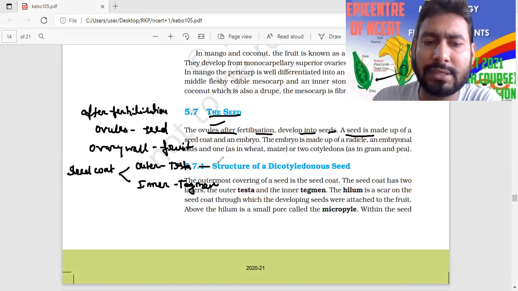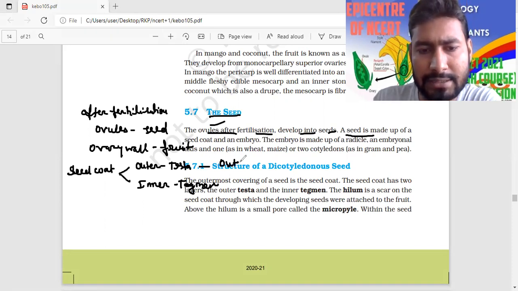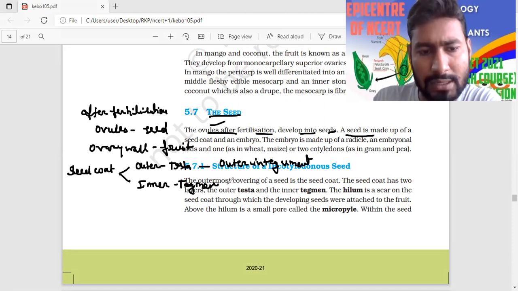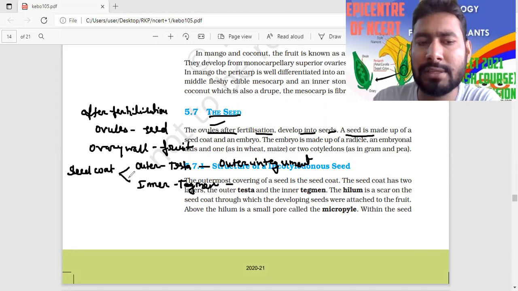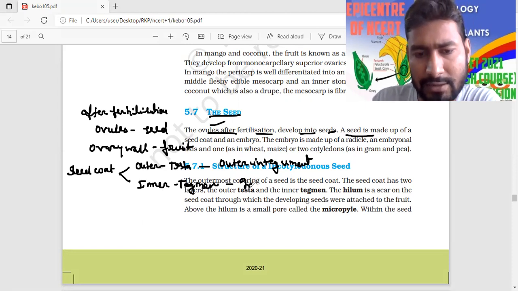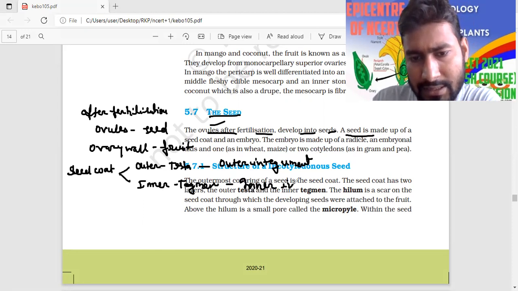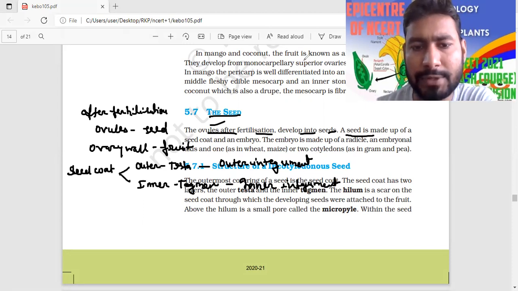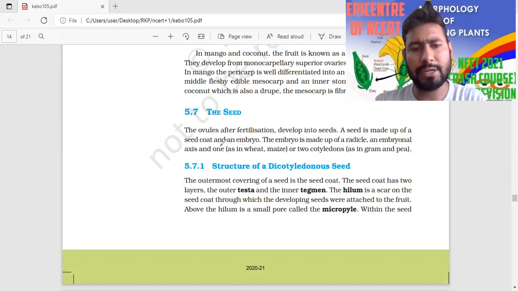This outer testa is derived from the outer integument, while the inner seed coat, known as the tegmen, is derived from the inner integument. So this is the seed coat. Look at what they have given: seed is made up of the seed coat and embryo. The embryo is made up of the radicle and embryonal axis.